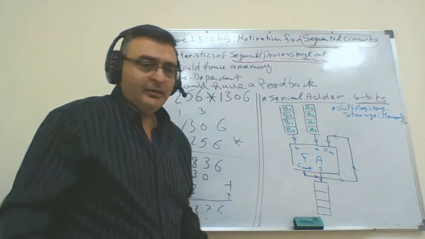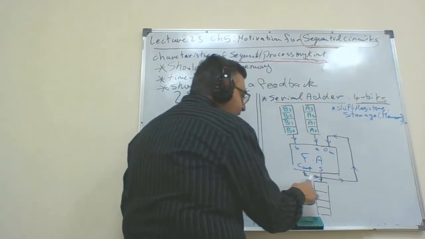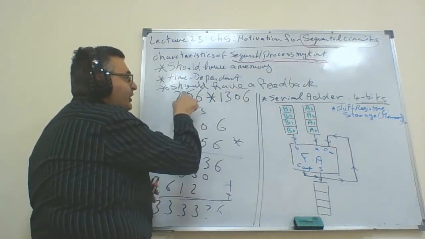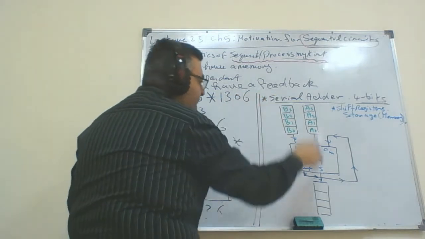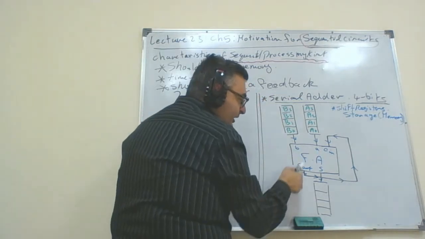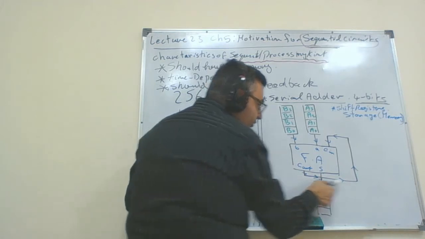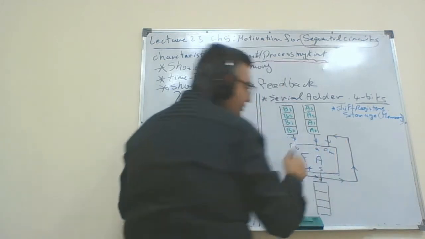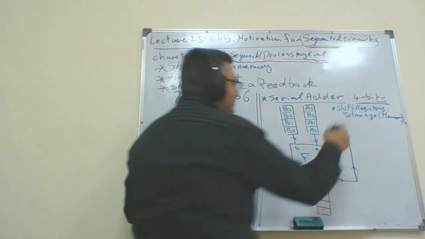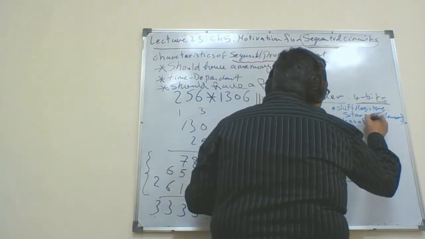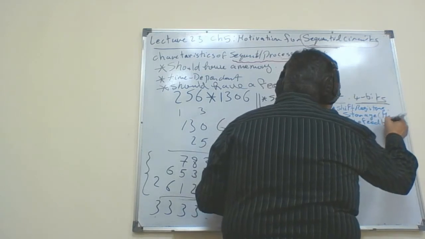Second thing, the system has the last third condition, it should have a feedback. You can see here the output from the full adder, the C out, is connected back to the C in. So the system has a feedback.